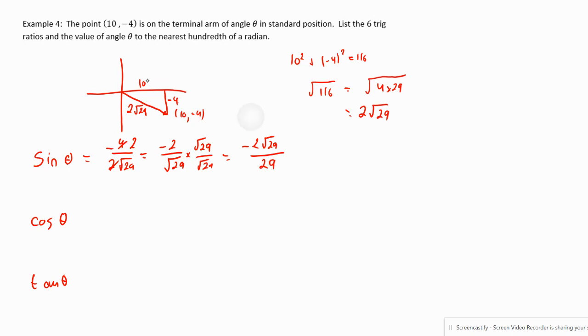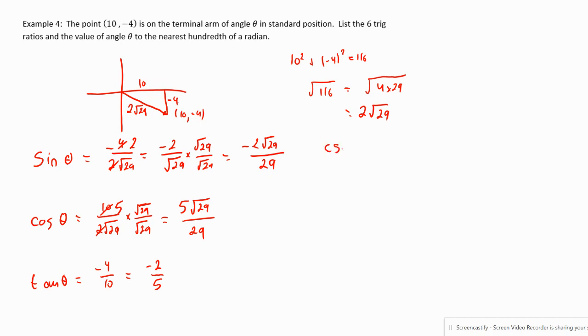Cosine theta is the same thing, except it's going to be x over r. Simplify this. Okay, so there's our cosine theta. Tan is going to be y over x. And we get this.